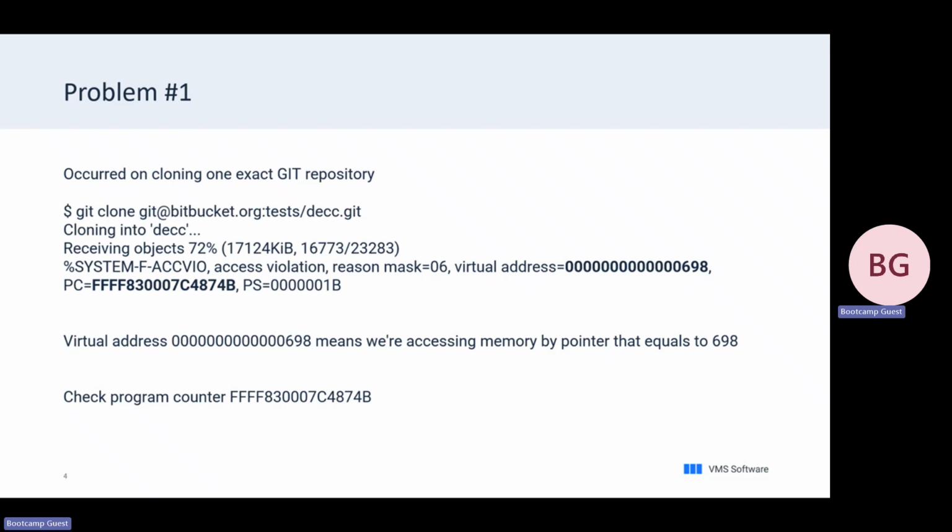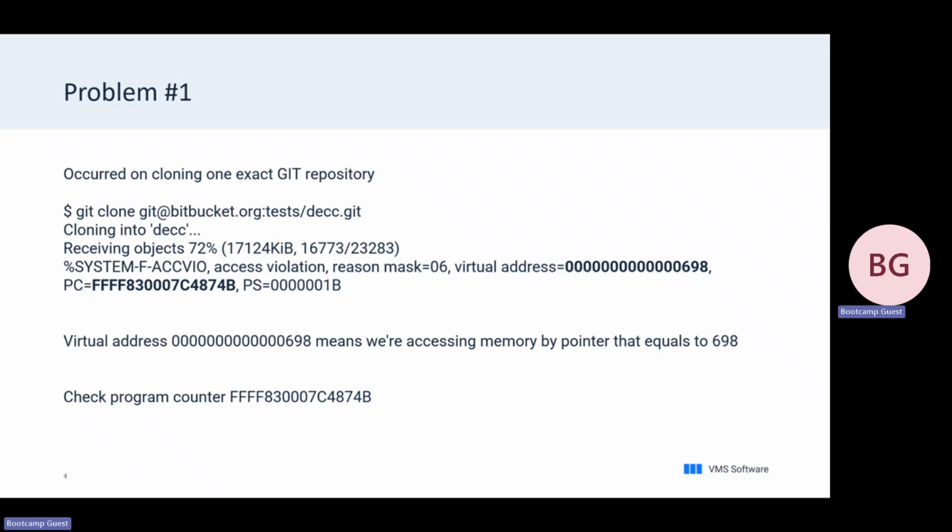I was playing on the natively built OS, and I tried to clone a Git repository, and this failed. It works fine on the cross-built operating system, so it should be normal on the native one. We can see here it says access violation, so we touched some memory that doesn't belong to us. And as we see from the virtual address, we accessed a pointer that equals 698.